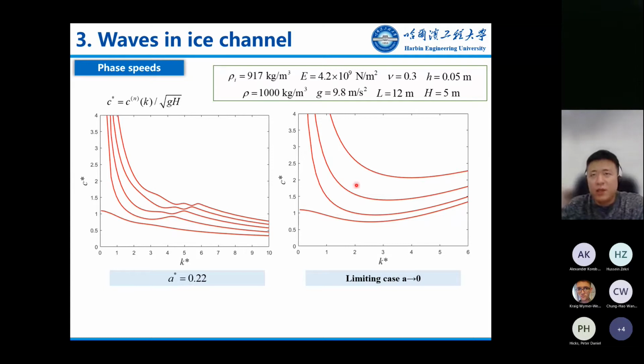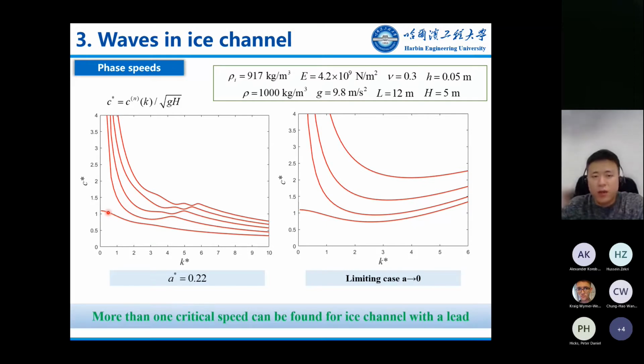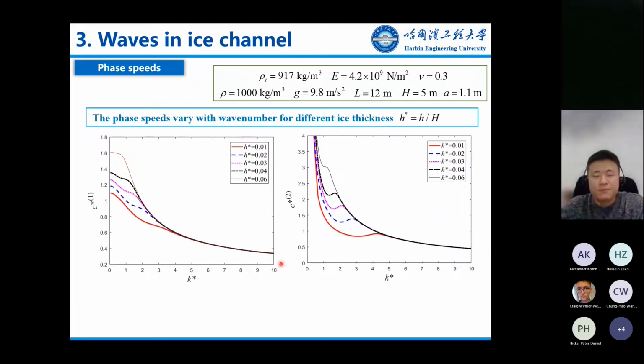For width of the lead being 0, the phase speed decreases first and then increases with the wave number. According to the definition of critical speed, we can find that more than one critical speed can be found for an ice channel with a lead. We will be curious about how this critical speed will change with the parameters.